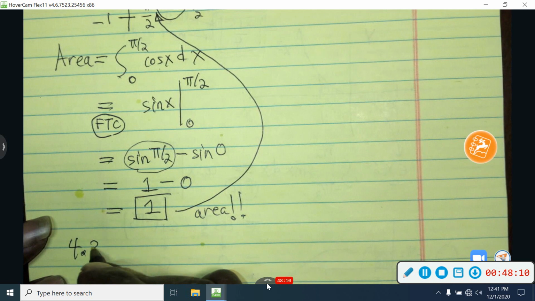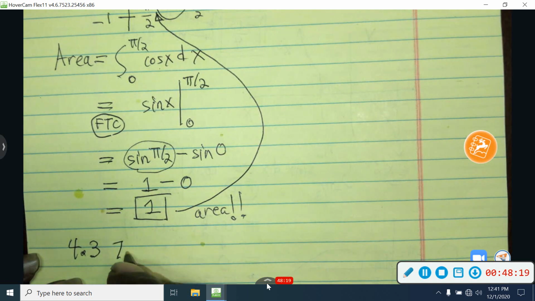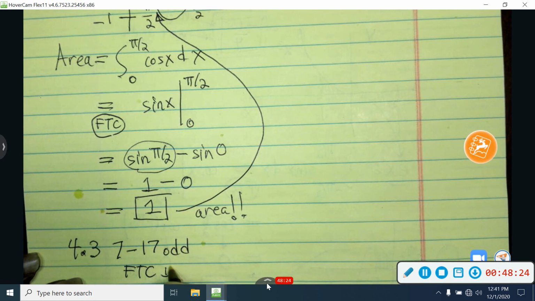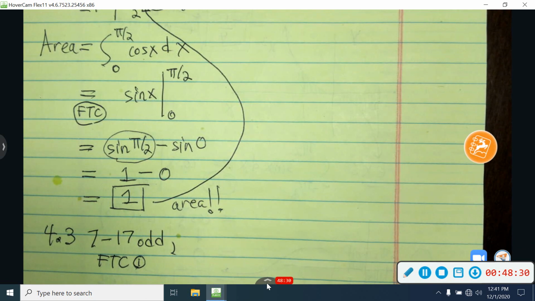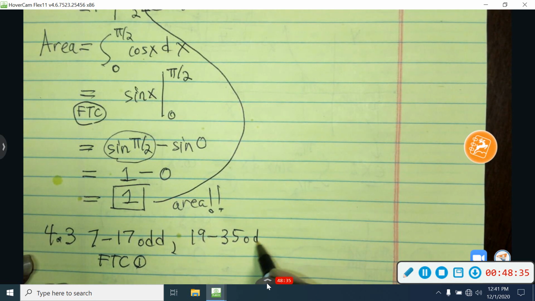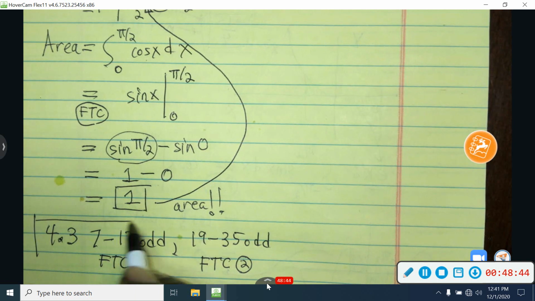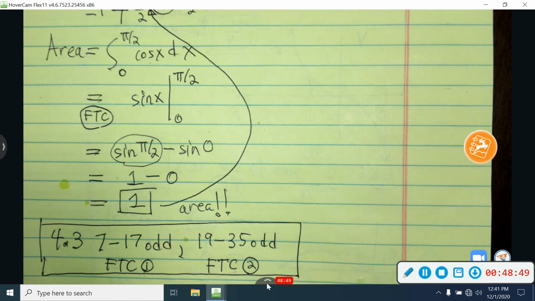In 4.3, the problems are 7 to 17 odd. These are all using the fundamental theorem of calculus part 1. And we did enough examples where it's easy. And finally, 19 to 35 odd are all using their definite integrals, the fundamental theorem of calculus part 2. Okay? So there's your problems. Just doing what we did on various functions. Okay?